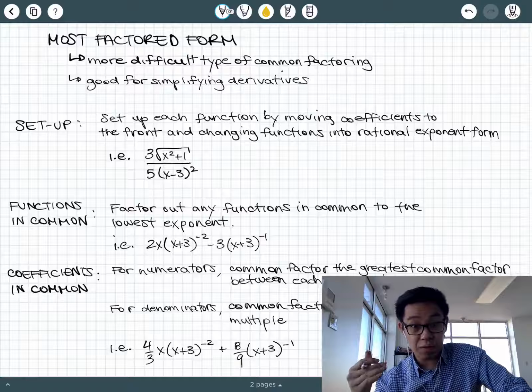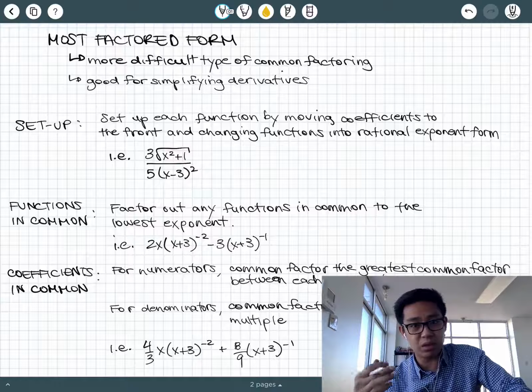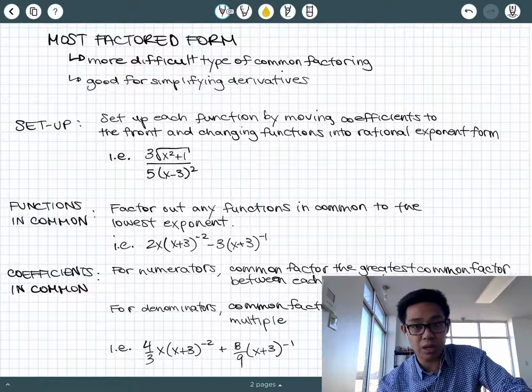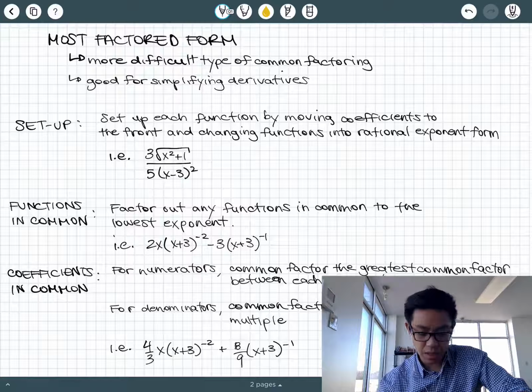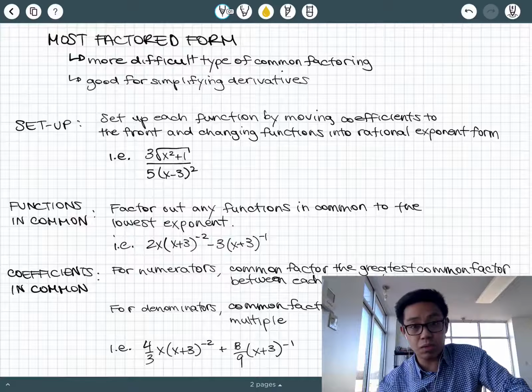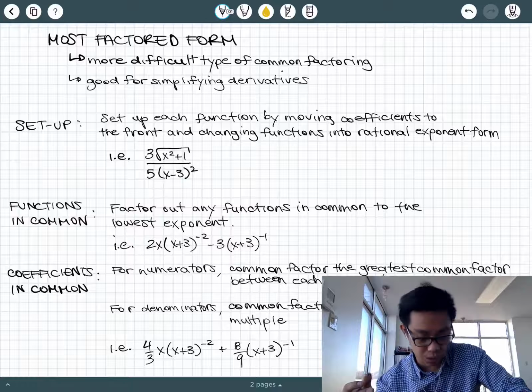The most factored form of a derivative is basically common factoring, but on steroids. So it's just a very much more complicated type of common factoring. The first thing you have to know is how to set yourself up so that you'll be able to common factor it. The best thing you can do is to move coefficients to the front and functions to the middle with rational exponents, writing it in rational exponent form.